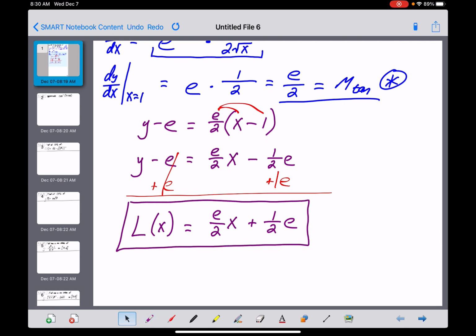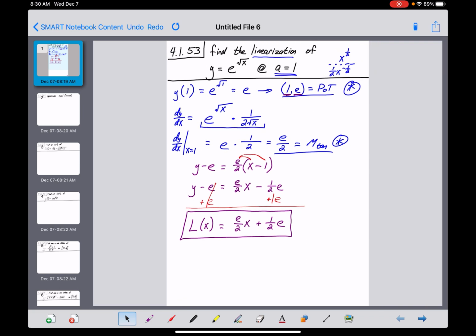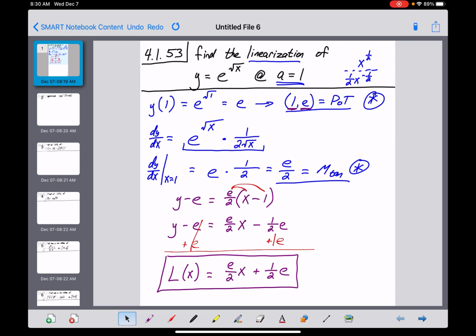And all right, that's what we came up with for the equation of this tangent line here in problem number 53. They didn't ask you to do anything with it, so this is where we stop. Once we get L of x, that's the equation of our tangent line to this particular curve at the spot where a is 1.